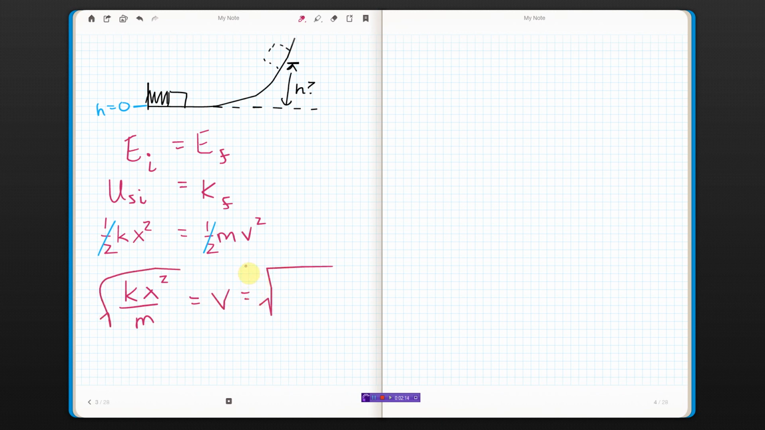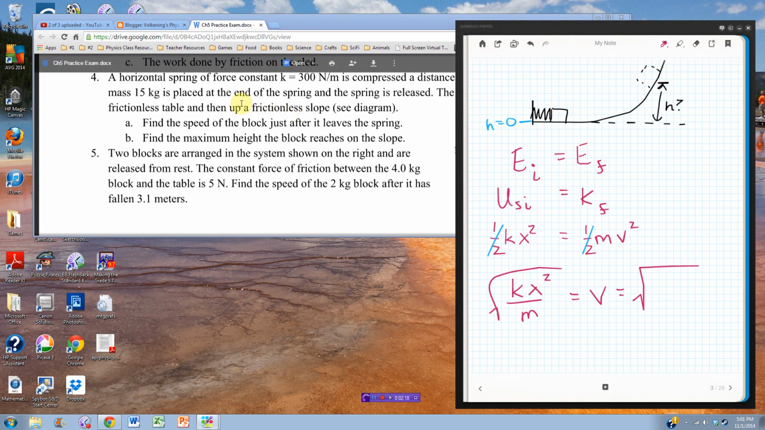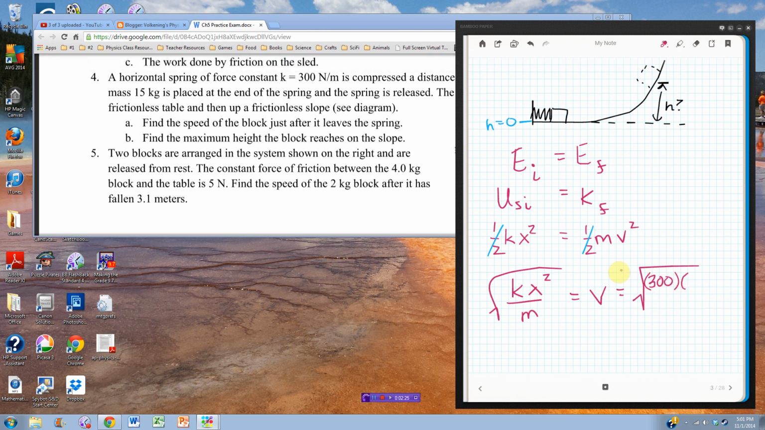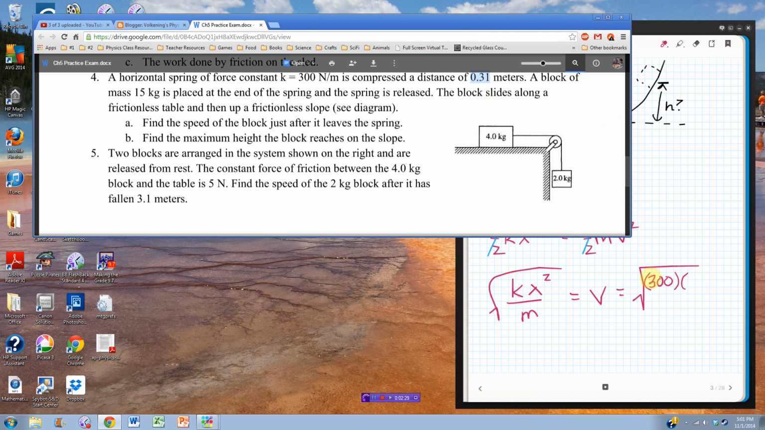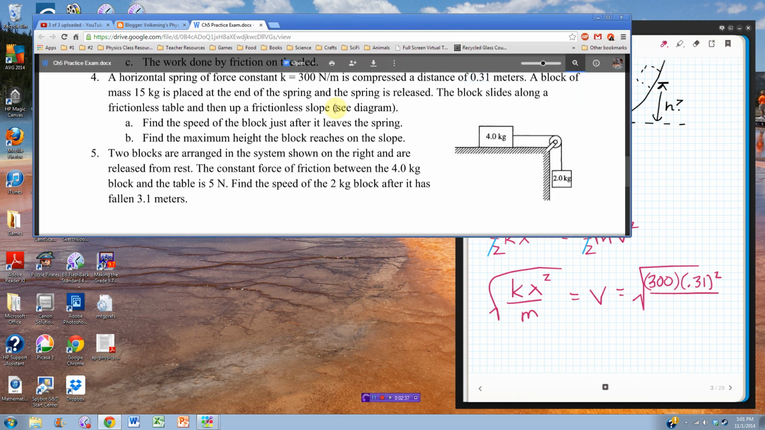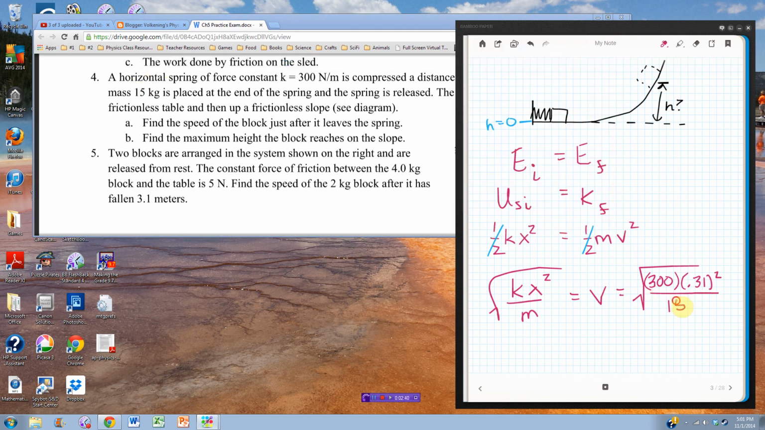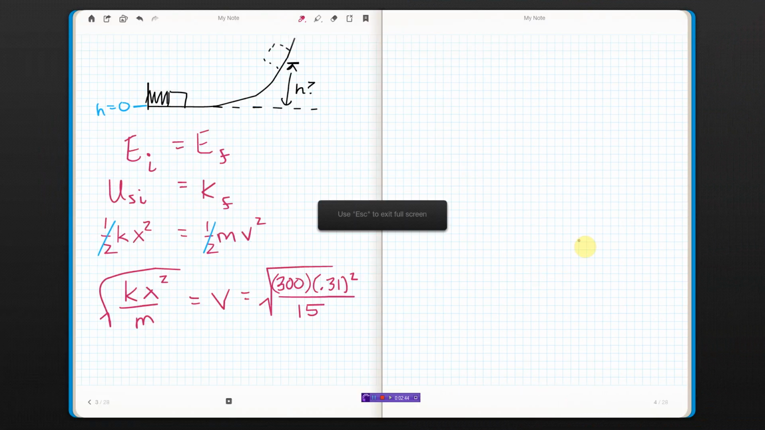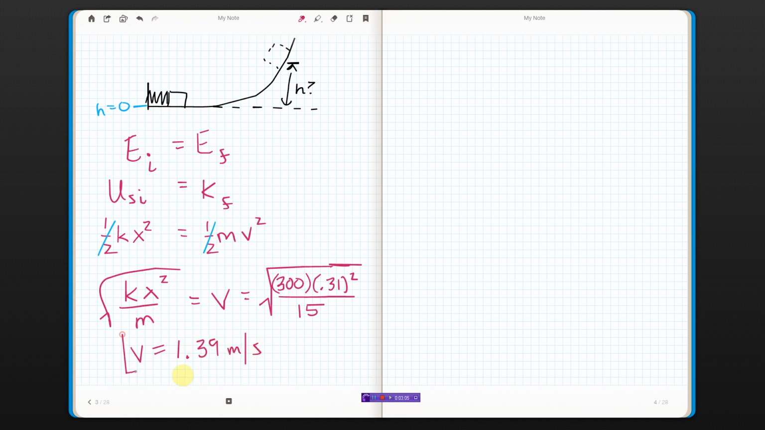The spring constant was 300 newtons per meter. It was compressed 0.31 meters, so 0.31 squared. Don't forget to square it. And then the mass was 15 kilograms. Sorry about the lack of units. If I put that all together, the velocity just after leaving the spring is 1.39 meters per second.